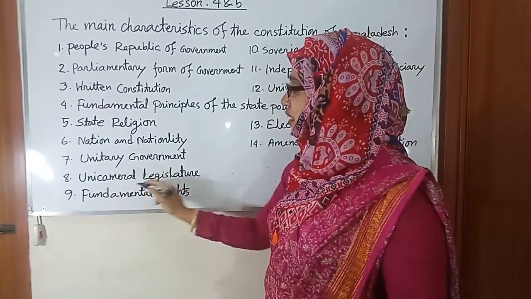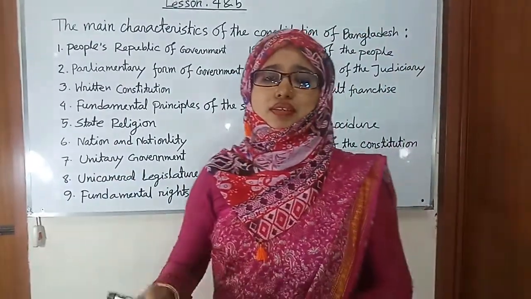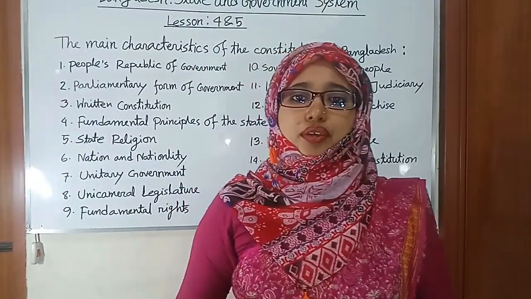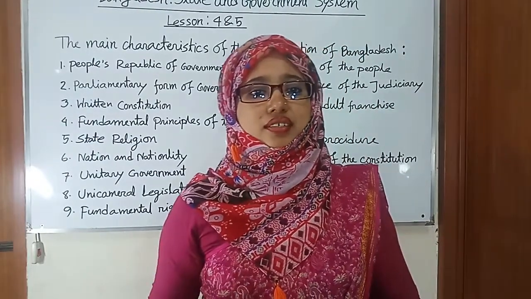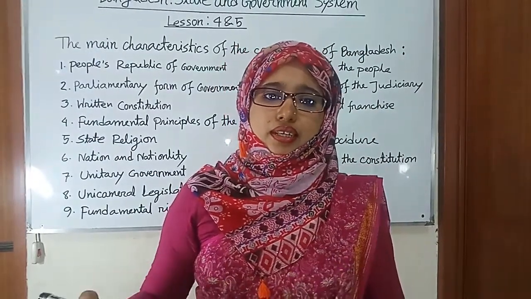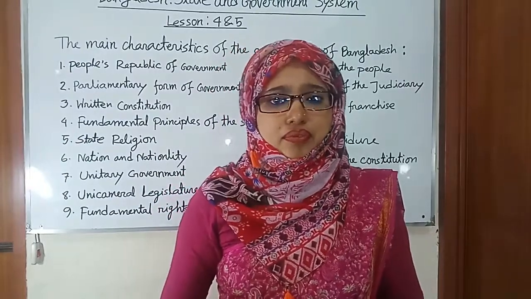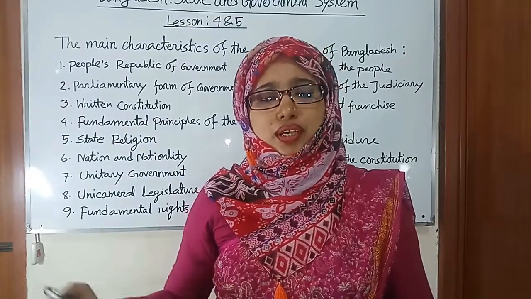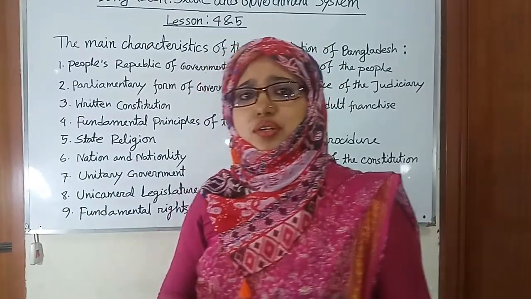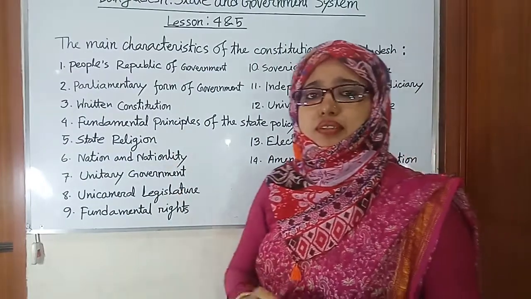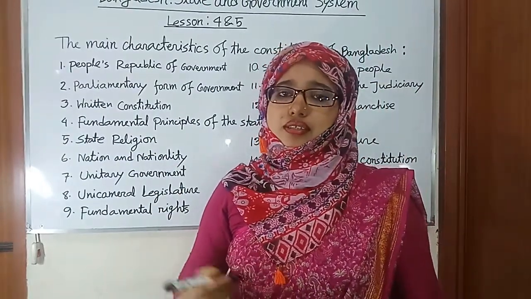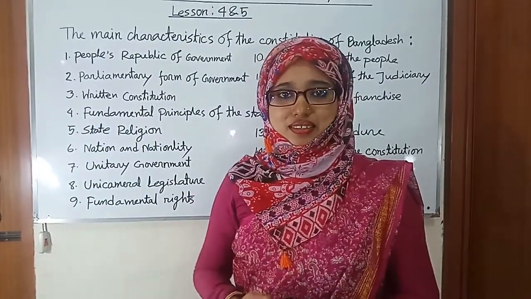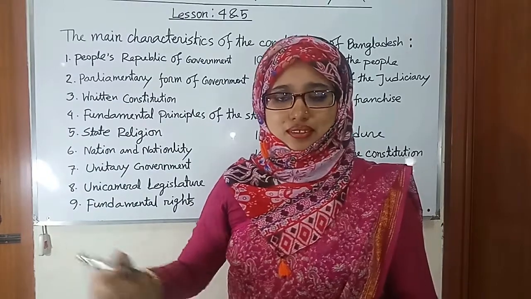Number 8. Unicameral legislature. Unicameral means a one-chamber legislature. Our legislature is unicameral, which is formed with 300 members who will be elected by election and 50 female members who will be elected by the votes of the elected members of the parliament. We see different types of chambers in the world, such as in India and USA. There are bicameral legislatures. That means two-chamber legislatures.